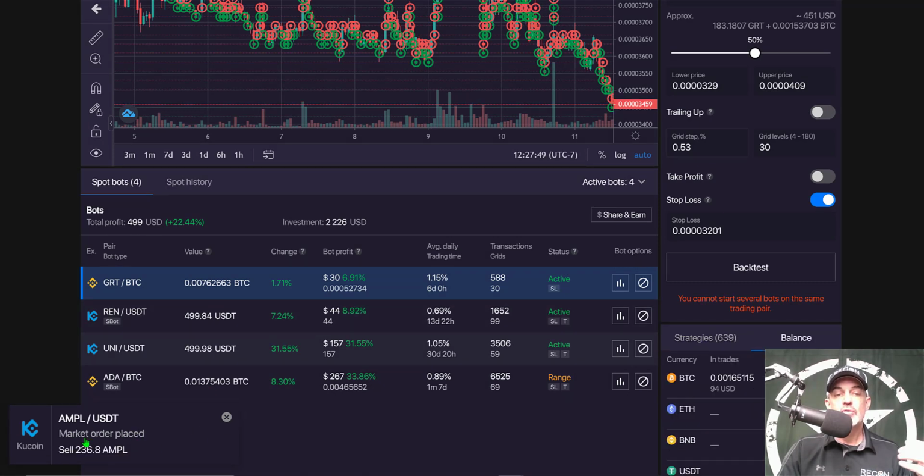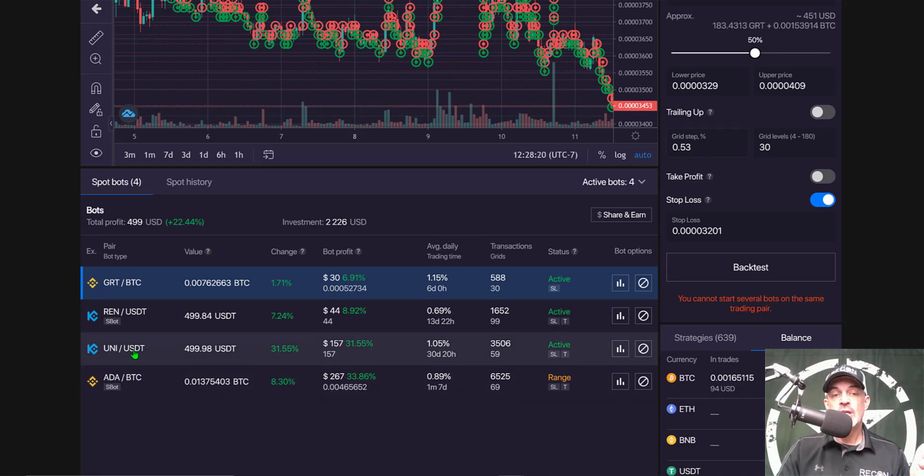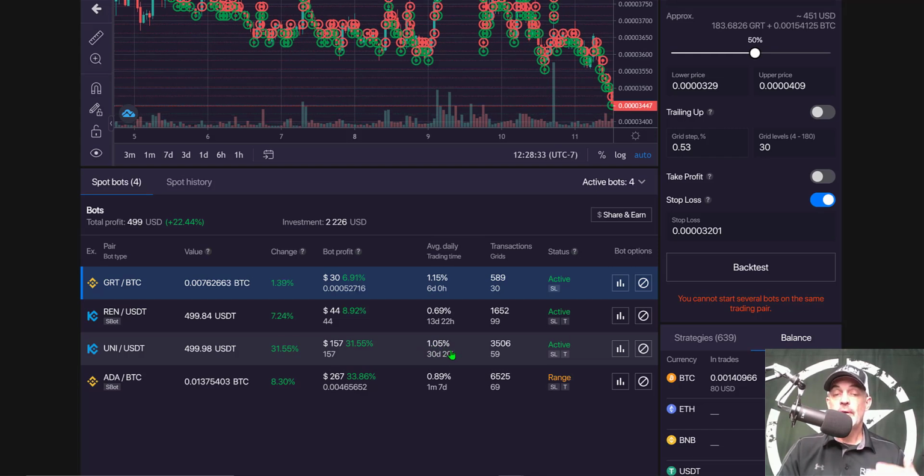And now we see a market order was placed for the Ample that I was holding, so it's selling that Ample, and my order was filled. And so that bot's objective has been completed, and I might revisit that in the future, but at this time, I'm moving on. Now, the next grid bot in line is my Uni USDT, and it is performing to standard. It's at about 1% profit per day, and it's been running for 1 month, and I will leave it in the battle for now. However, the next bot that I do need to address is my ADA BTC bot.